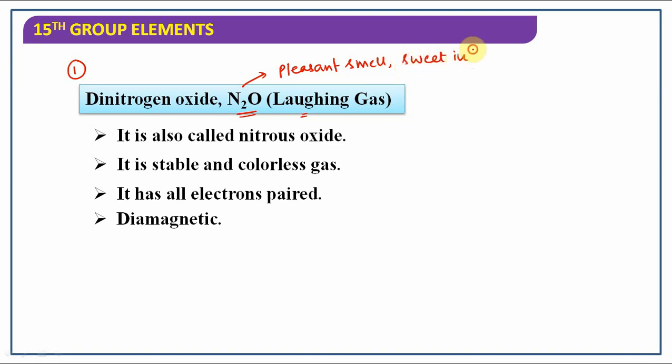In it all electrons are paired. That's the reason it is an example of a diamagnetic oxide. If you observe the structure here, N triple bond N, and lone pair on nitrogen donated to oxygen, it forms a dative bond.